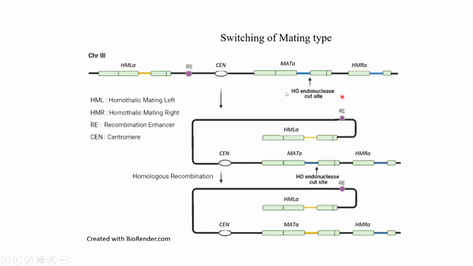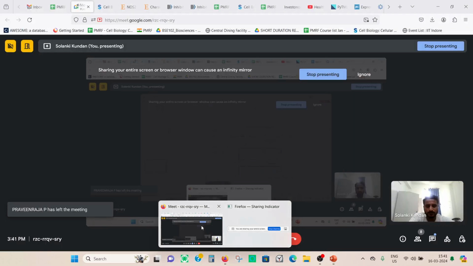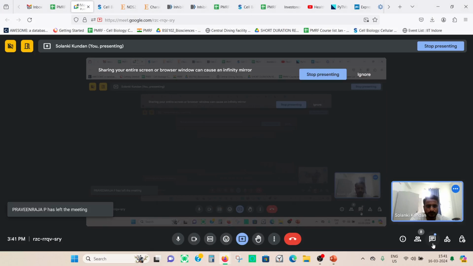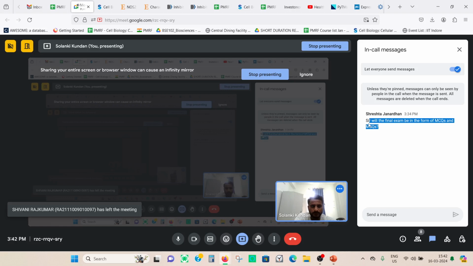Is this process clear to everyone? Yes, sir. Okay. If you have any doubts, then you can ask. Okay. So what is this? Will the final exam be in the form of MCQ and MSQ?